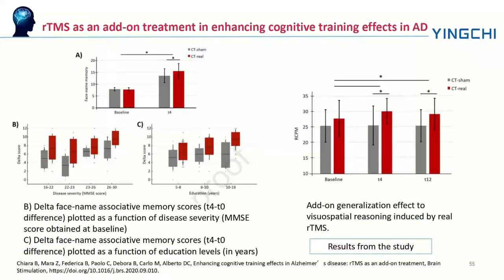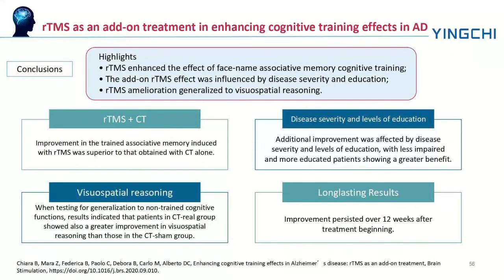Compared to the cognitive training sham group, the real rTMS group showed an add-on generalization effect to the visual spatial reasoning induced by it. It also showed a greater effect on relieving the disease severity. Interestingly, in this study they also found that additional improvement was affected by disease severity and levels of education, with less impaired and more educated patients showing a greater benefit.